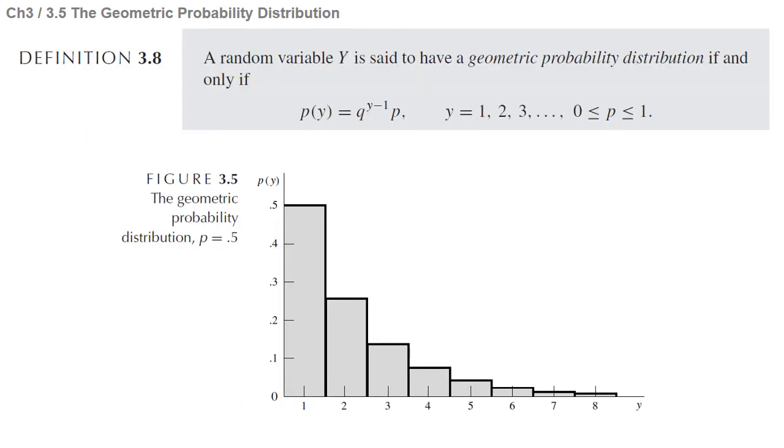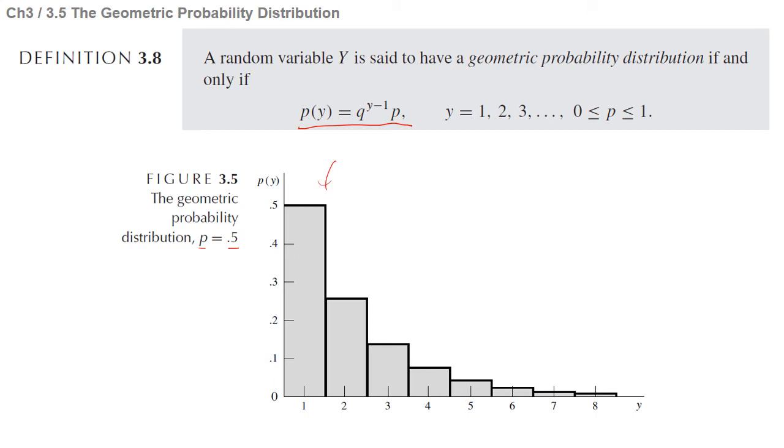Here is definition 3.8. A random variable Y is said to have a geometric probability distribution if and only if p(y) is this one. Actually, you have already seen the situation from the previous slide. Figure 3.5 describes the geometric probability distribution with p equals 0.5. So it looks something like this.